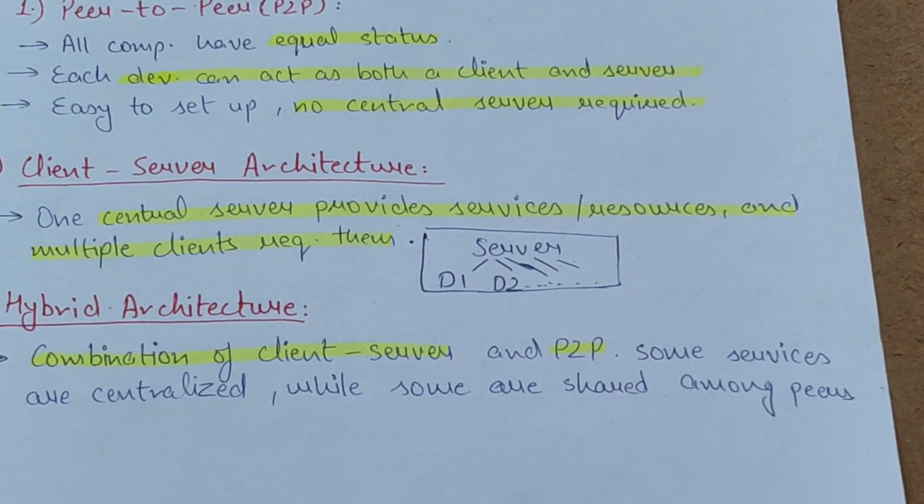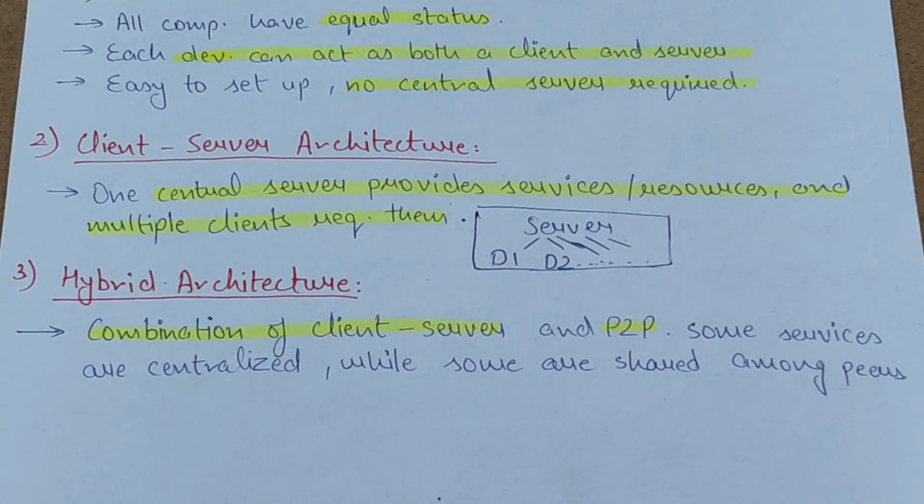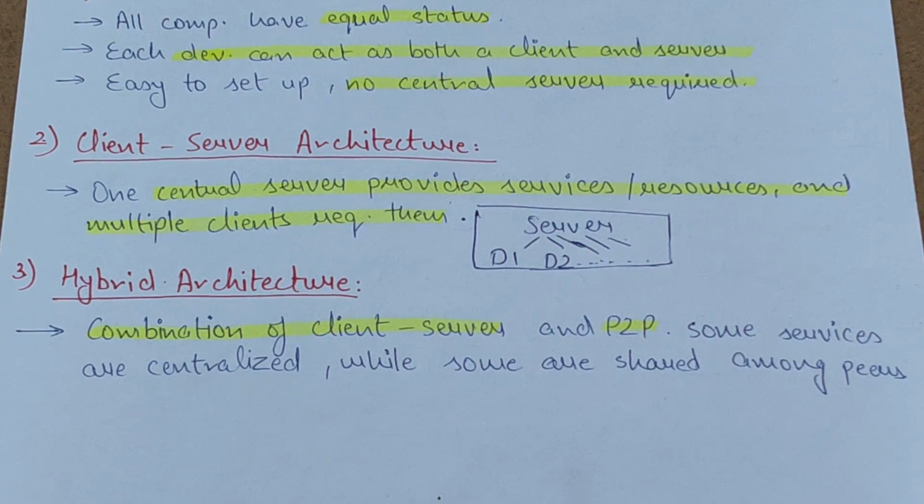Now we talk about hybrid architecture. Hybrid architecture is a combination of client server and P2P, where some of the services are centralized while some are shared among peers. Basically, it contains both client server architecture and P2P at the same time. So this is what hybrid architecture means, and this is all about the network architecture topic.